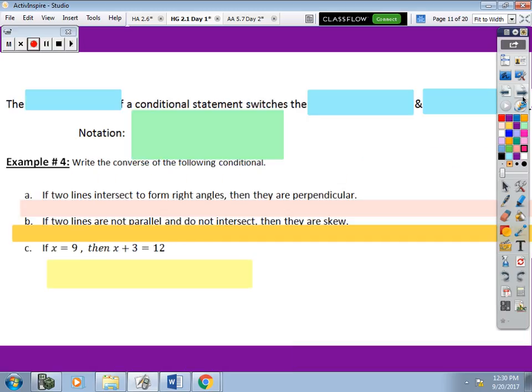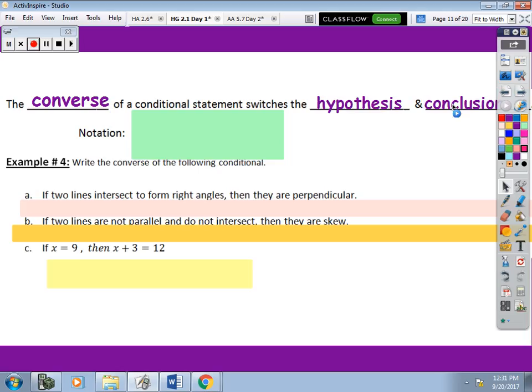Excellent. All right, now here we are with the converse. So what the converse does is it takes the hypothesis and the conclusion, flips them. Okay? So once we flip them around, the if stays where it was, the then stays where it was. You just move the actual statements. When we do that, the truth value may change. Okay?